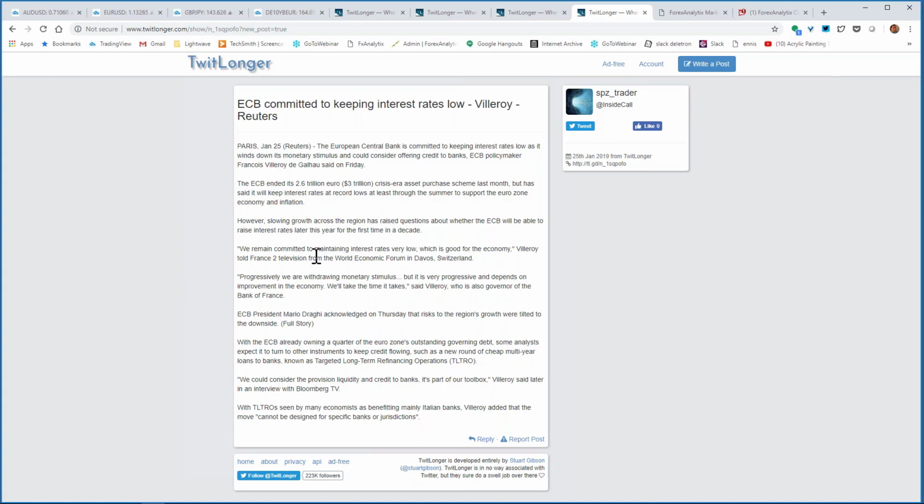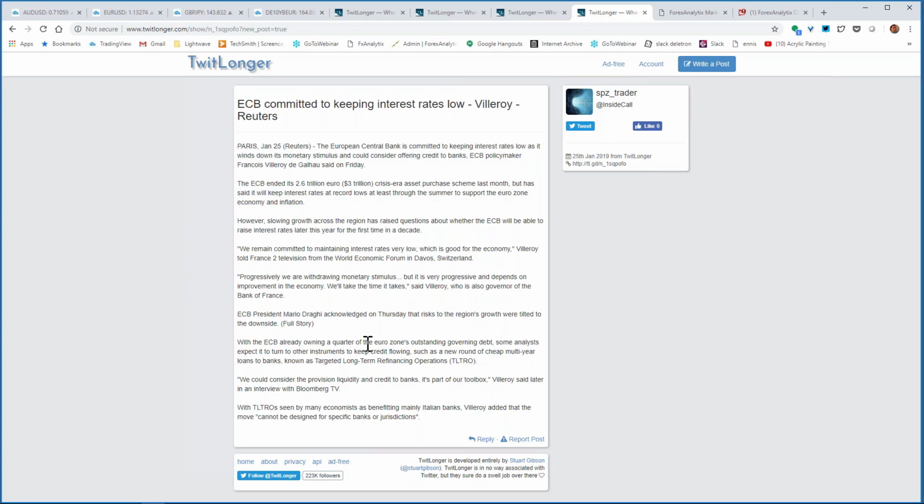We remain committed to maintaining interest rates very low, which is good for the economy, Villeroy told France 2 television from the World Economic Forum in Davos. Progressively, we're withdrawing monetary stimulus, but it's very progressive and depends on the improvement in the economy. We'll take the time it takes.